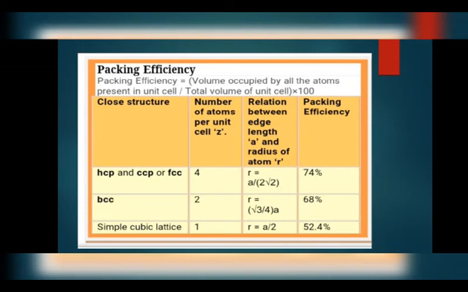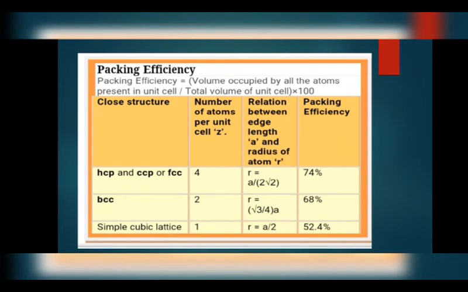Now have a look at the packing efficiency. What is packing efficiency? Packing efficiency is equal to the volume occupied by all the atoms present in the unit cell divided by the total volume of the unit cell, multiplied by 100 in order to calculate percentage packing efficiency, which you can see in this table. The first column is close structure. Close structure of HCP and CCP or FCC contains number of atoms per unit cell Z always 4.